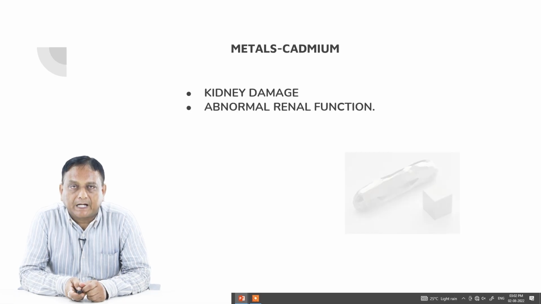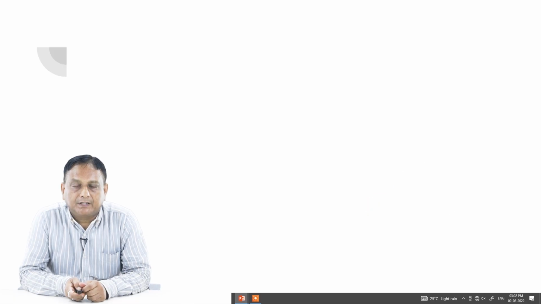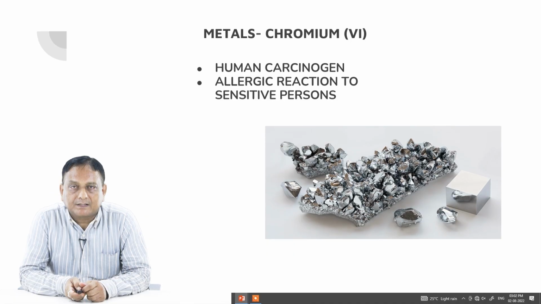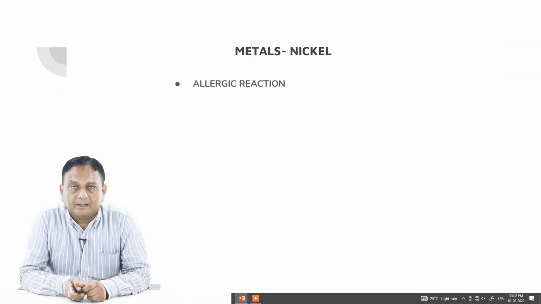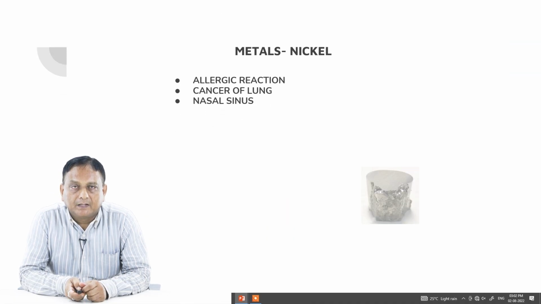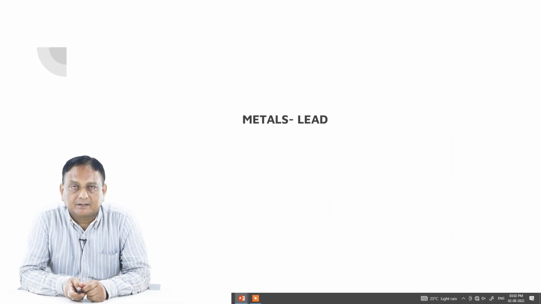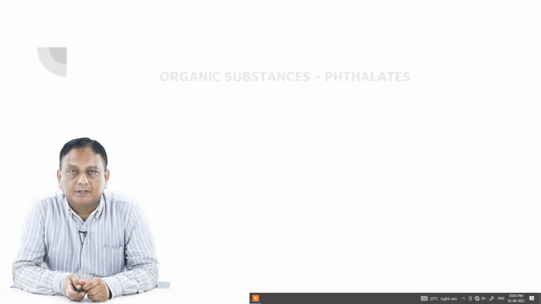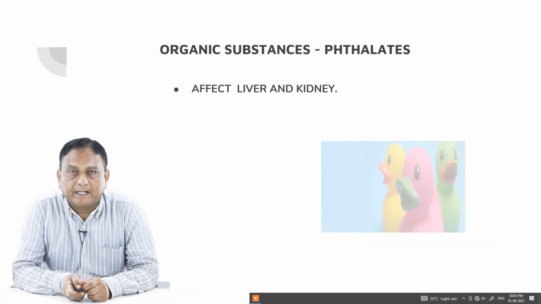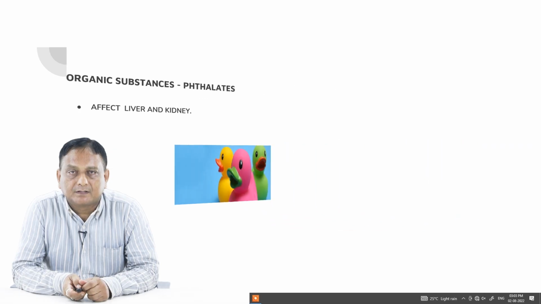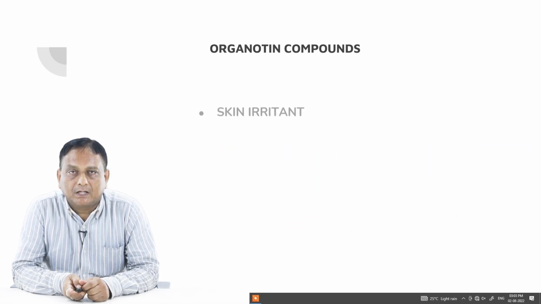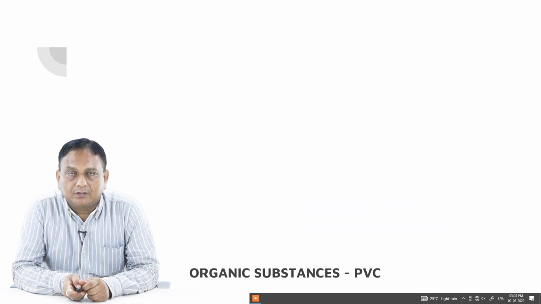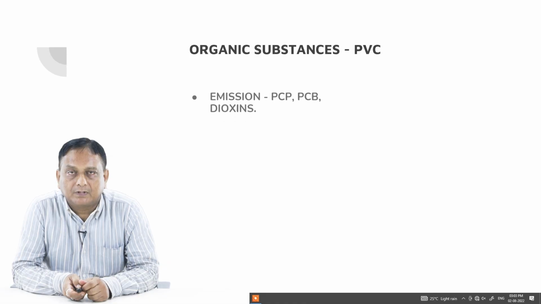Heavy metals, talking about cadmium, lead, etc., damage kidney and renal functions. Chromium 6 also is a human carcinogen. Different metals like nickel affect human health, causing cancer in the lungs. Lead also affects different organs. Organic substances like phthalates damage liver and kidney. And organotin compounds are skin irritants. So we have to judge all these things while determining them.